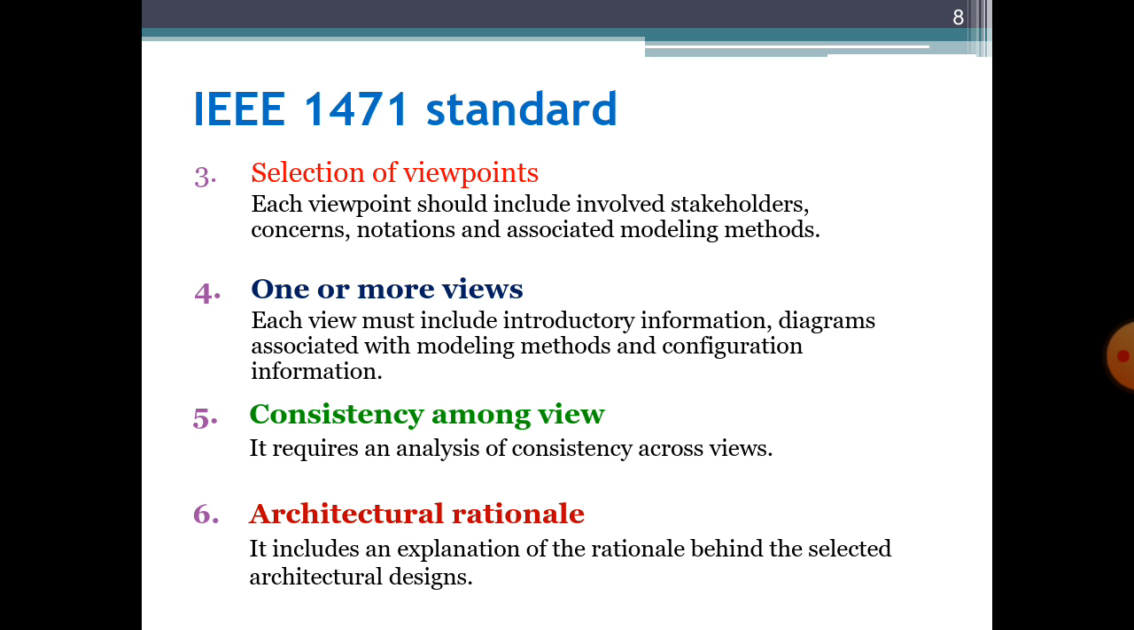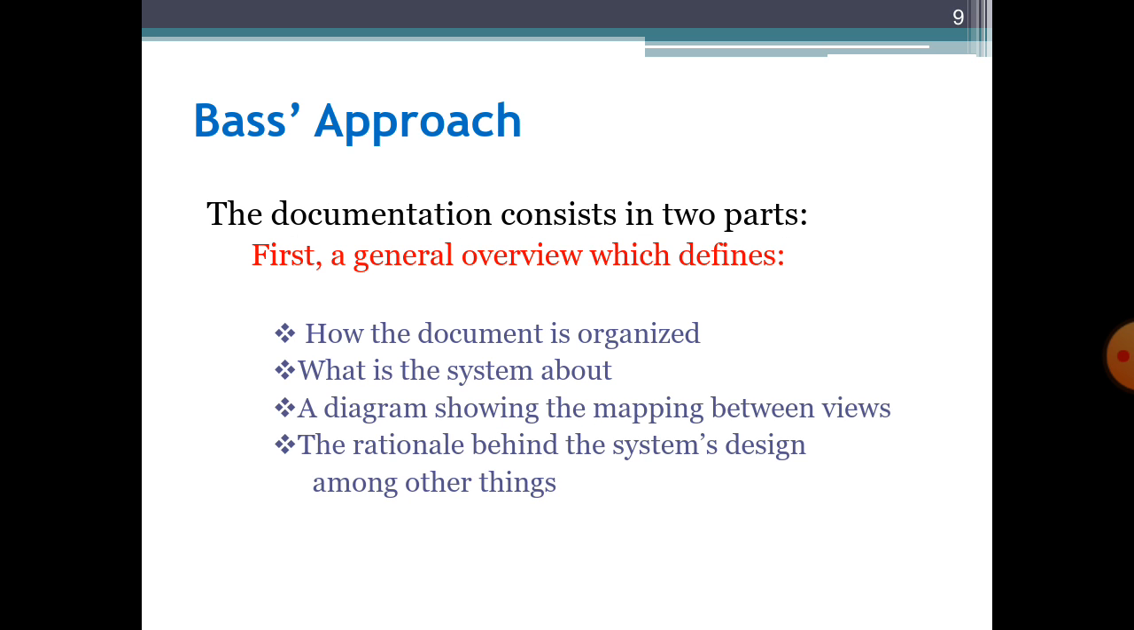So these are, students, the most basic six elements or six components of architectural documentation format, which is actually being provided by this IEEE 1471 standard, which is a type of approach towards documenting software architecture. And students, now the next one is the Bass approach, and this approach is basically divided into two basic parts.